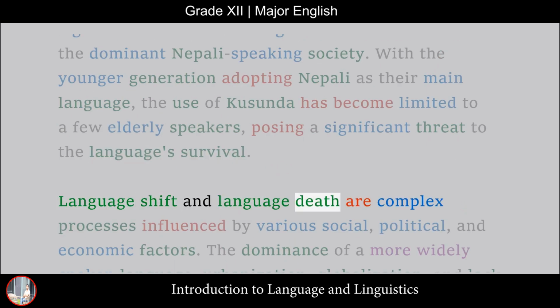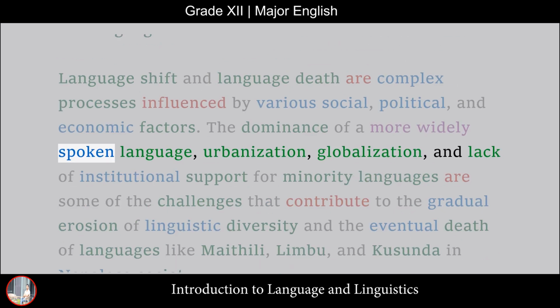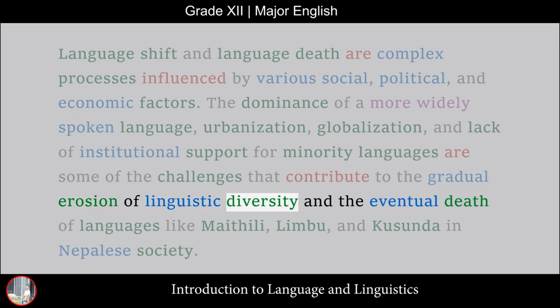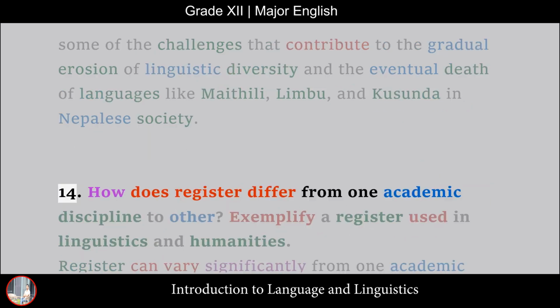Language shift and language death are complex processes influenced by various social, political, and economic factors. The dominance of a more widely spoken language, urbanization, globalization, and lack of institutional support for minority languages are some of the challenges that contribute to the gradual erosion of linguistic diversity and the eventual death of languages like Maithili, Limbu, and Kusunda in Nepalese society.